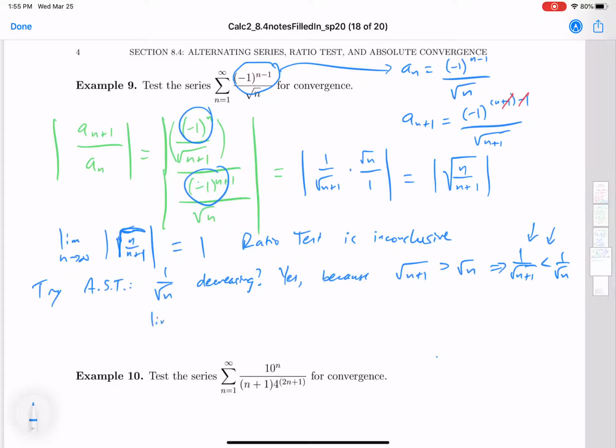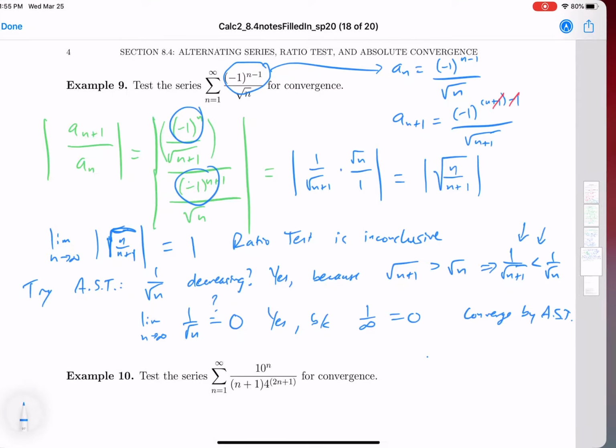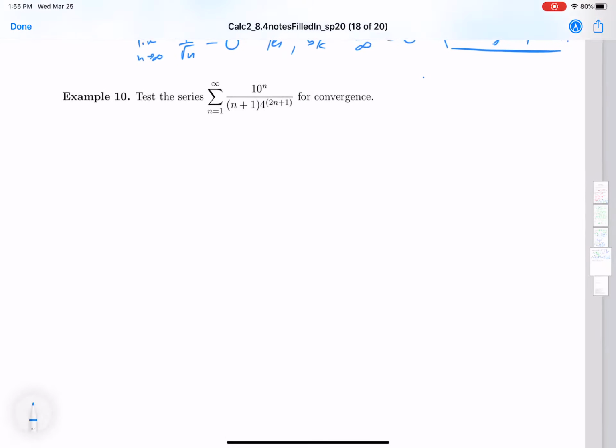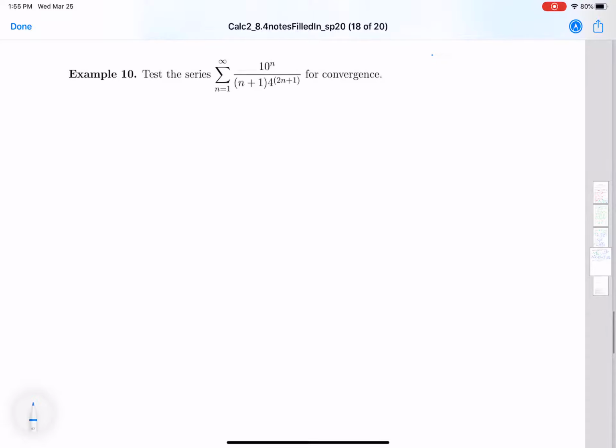Okay? And is the limit as n goes to infinity of 1 over the square root of n equal to 0? Yeah. And that's because it's like 1 over infinity, which is equal to 0. So we converge by the alternating series test. The ratio test did not do jack for us. Sorry, ratio test.